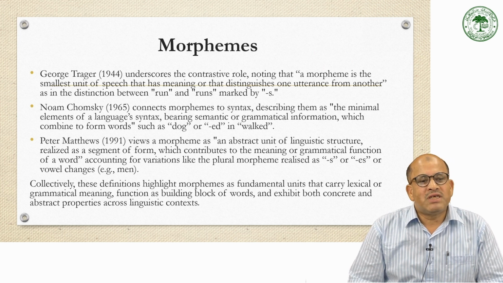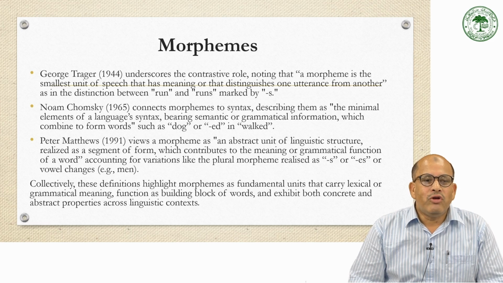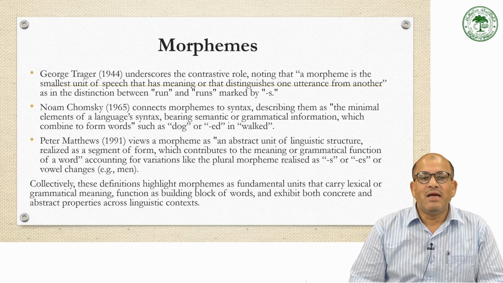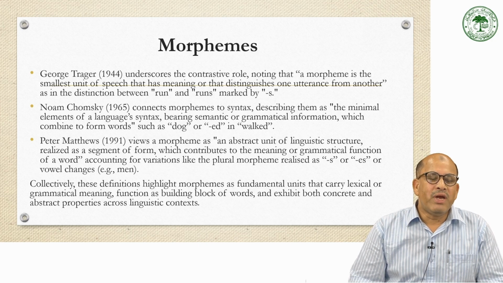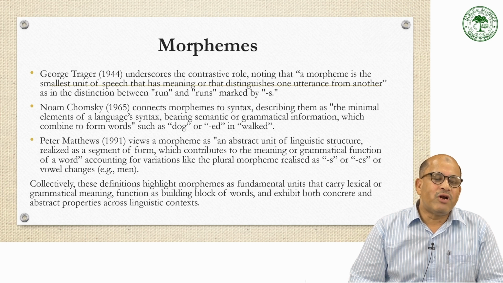Now Noam Chomsky connects morphemes to syntax, and we all know that Chomsky is more known for syntactic structure, describing them as the minimal element of language's syntax bearing semantic or grammatical information which combine to form words such as dog or ed in walked. So any representation with grammatical or semantic meaning is referred to as a morpheme.